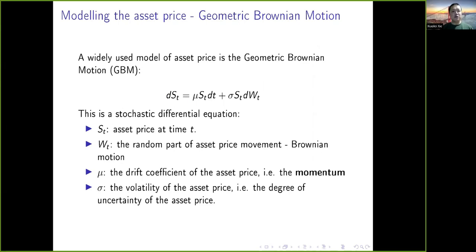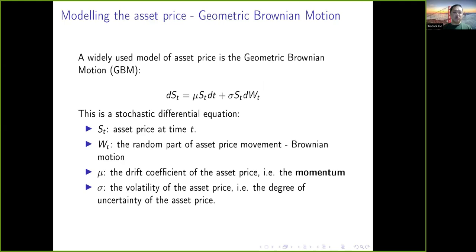So a widely used model of asset price is a geometric Brownian motion. It is a stochastic differential equation. The symbols in this equation are as follows. S_t means the asset price at time t. W_t symbolizes the random part of the asset price movement. It is called a Brownian motion.